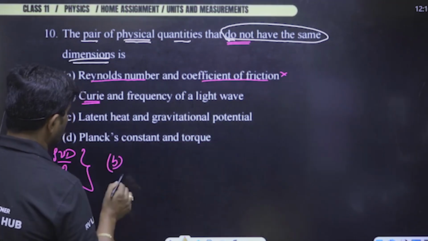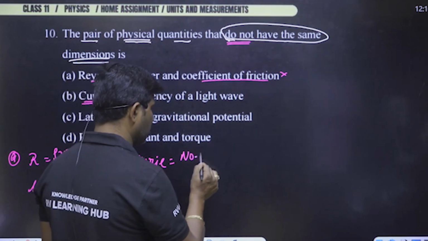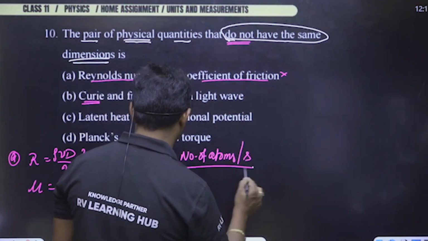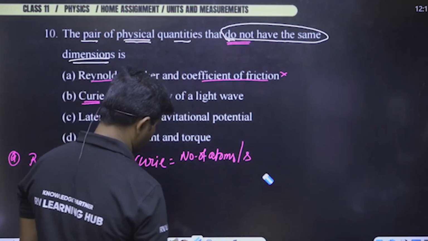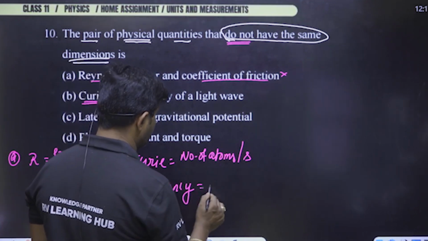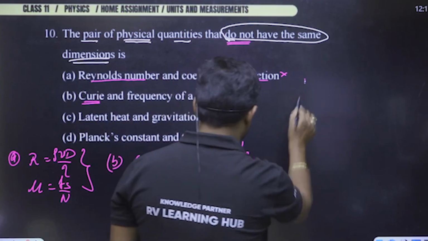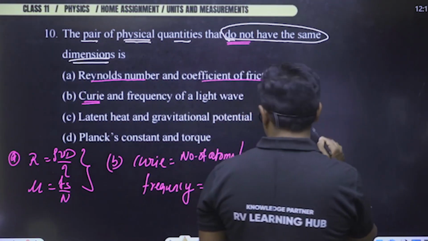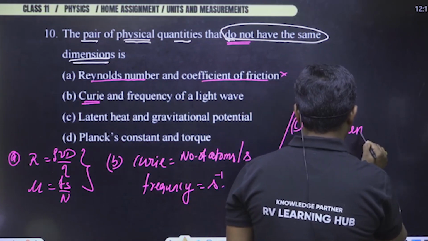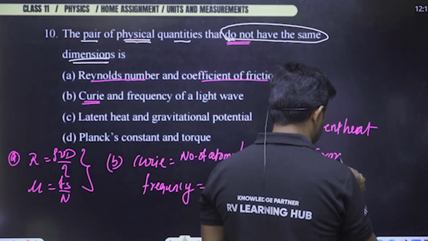And whenever you go with option B, Curie, what is the Curie here? Curie is nothing but number of atoms disintegrated per second. And the frequency, what is the frequency? You can say frequency can also be written as per second. Is it right?